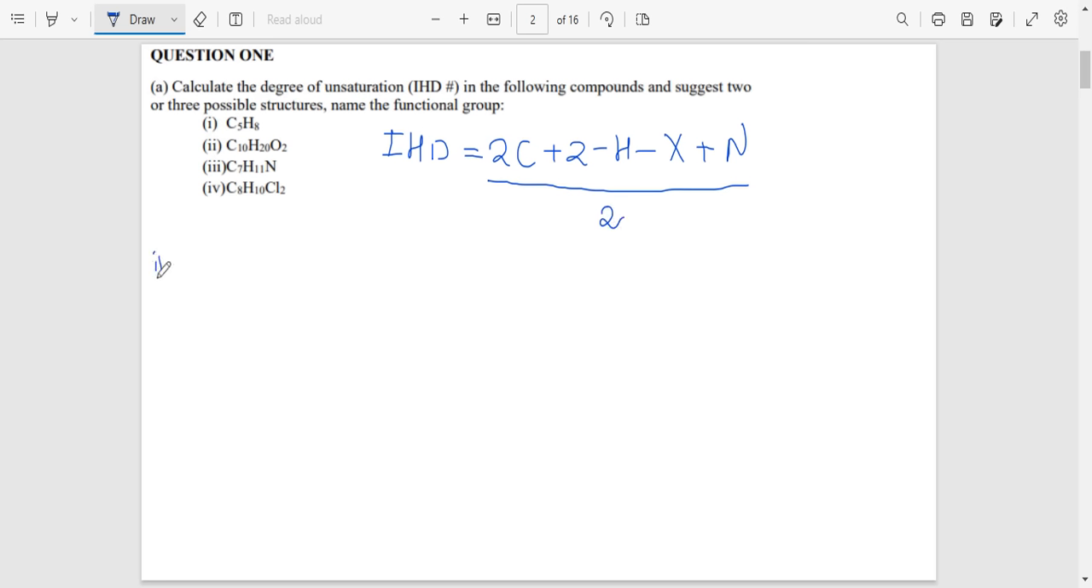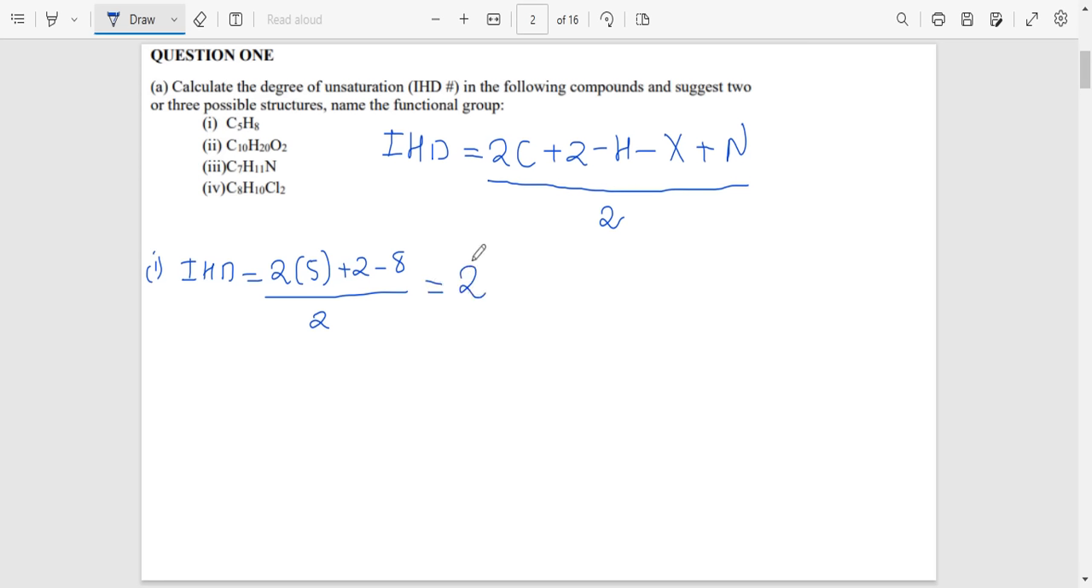Now, starting with the first one, IHD is going to be equal to 2 times the number of carbons. We have 5 carbons, and then plus 2, minus the hydrogens, we have 8, divided by 2. So what is this going to give us? We have 12 minus 8 over 2. That is going to give us a 2.